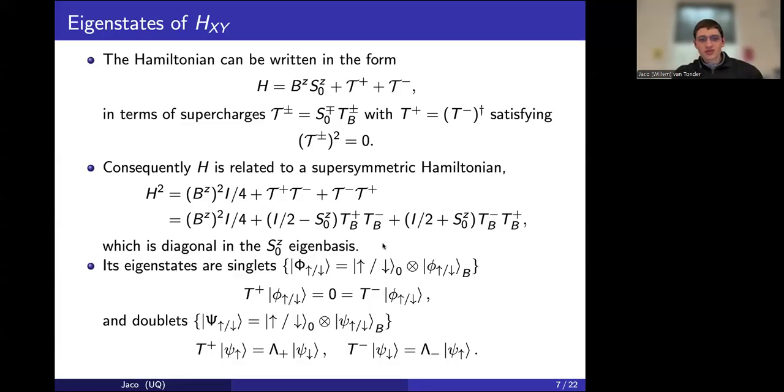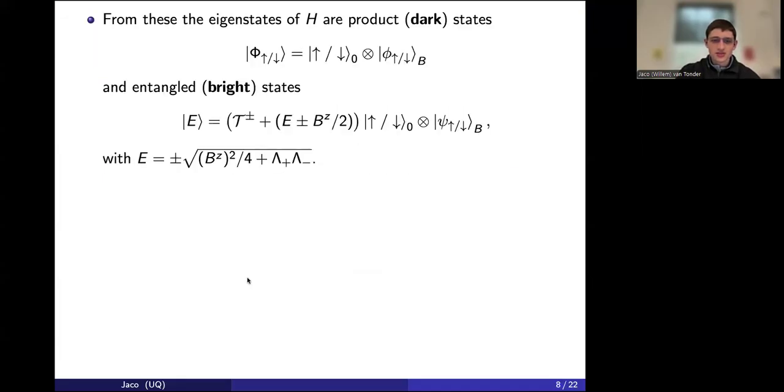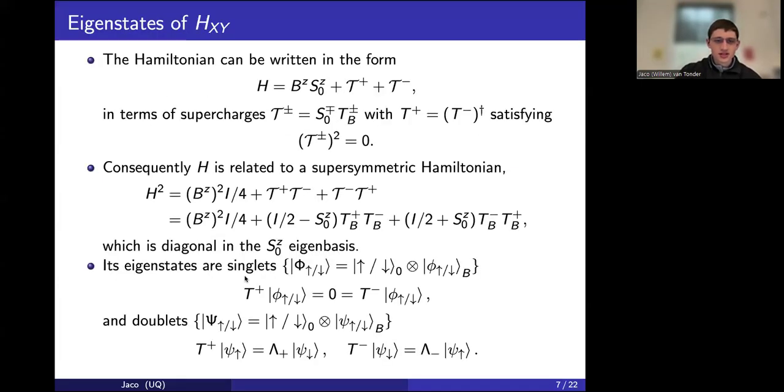So from these two properties, firstly from supersymmetry, we know that the eigenstates will be singlets or doublets. And from the diagonal property, we know that the central spin component can be taken to be either up or down.